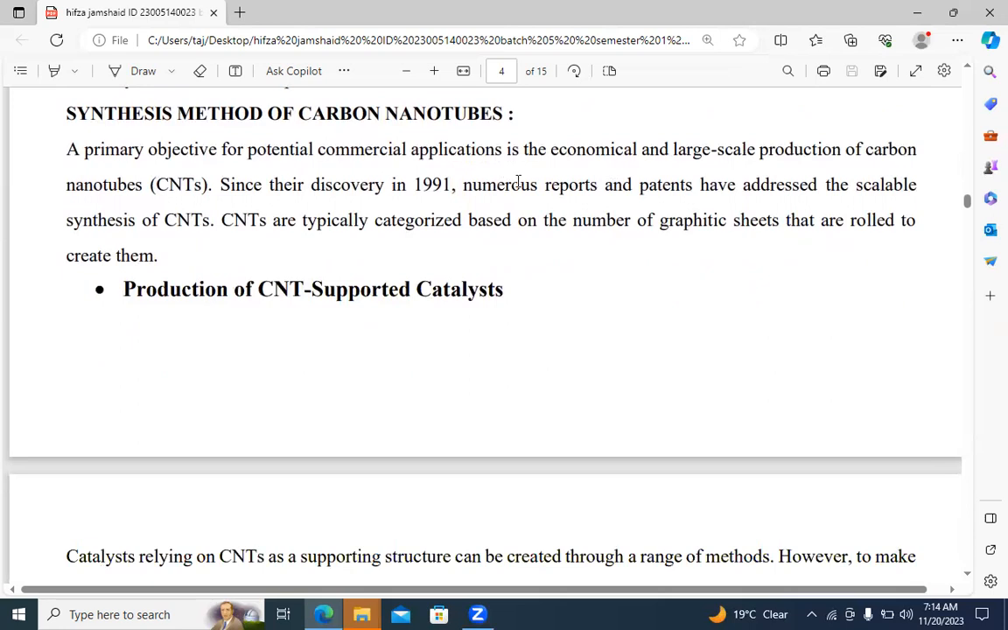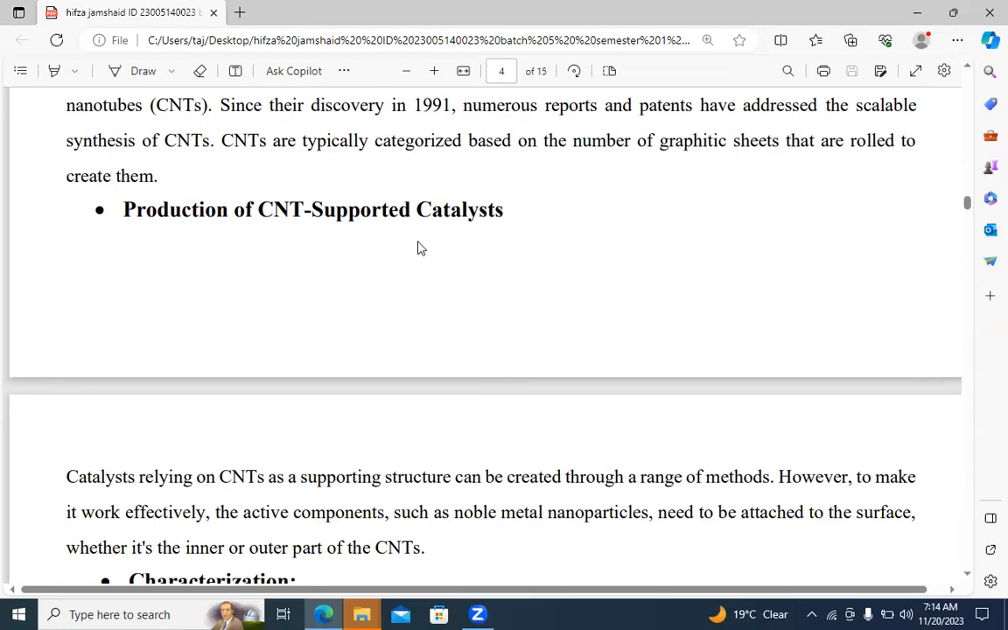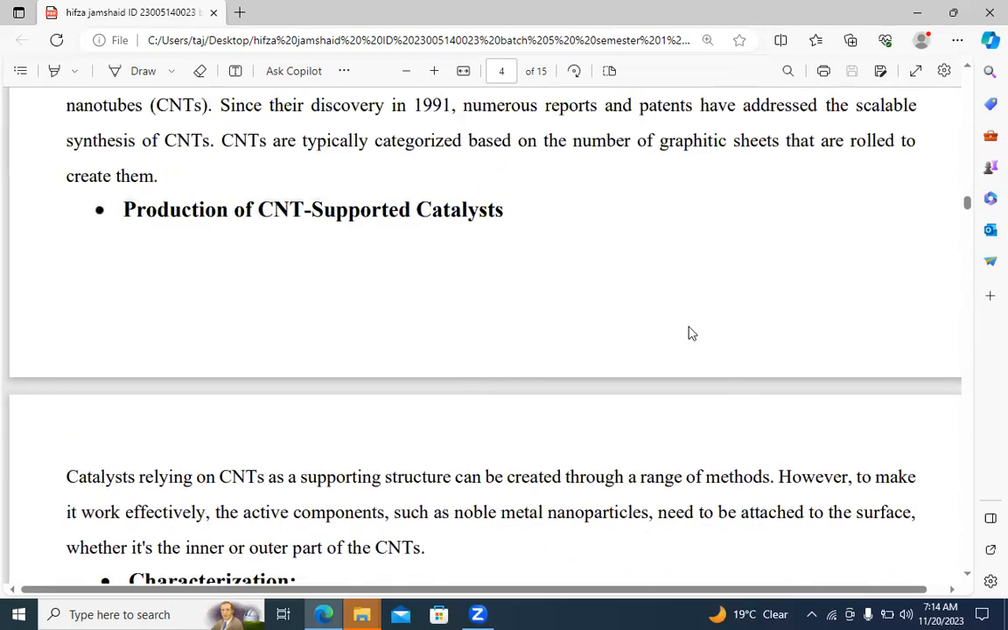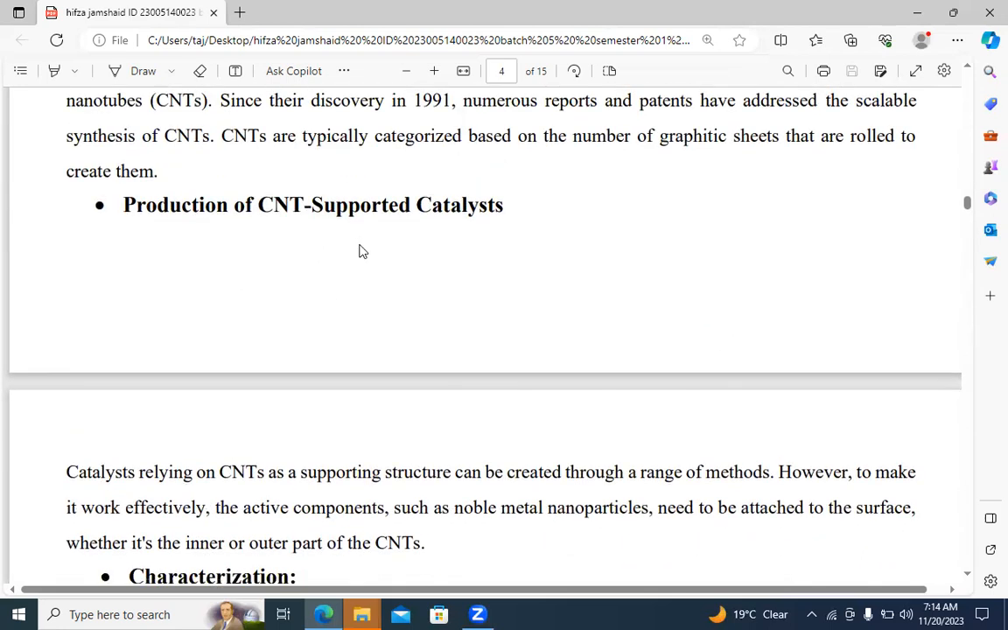So there is a synthesis method of carbon nanotubes. How do we produce carbon nanotubes? We can synthesize carbon nanomaterials on a large production scale, which was discovered in 1991. They are based on graphitic sheets that are rolled to create them. With the help of carbon, we can also generate them by using catalyst and graphite sheets. This is the production of carbon nanotubes supporting the catalyst.